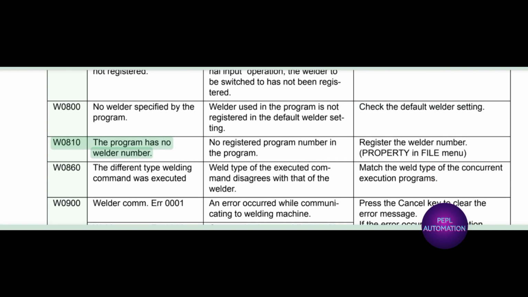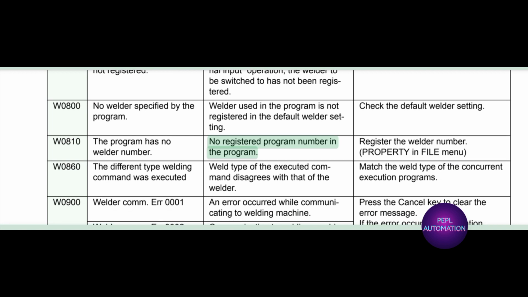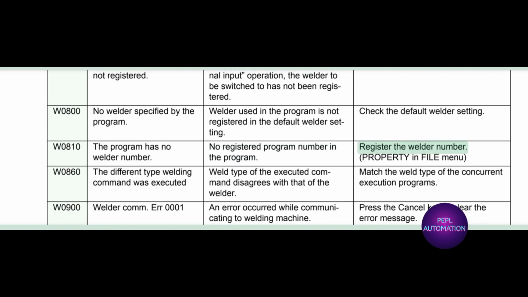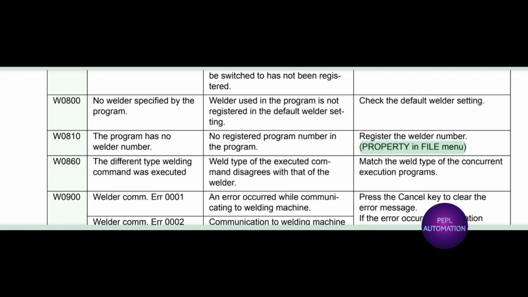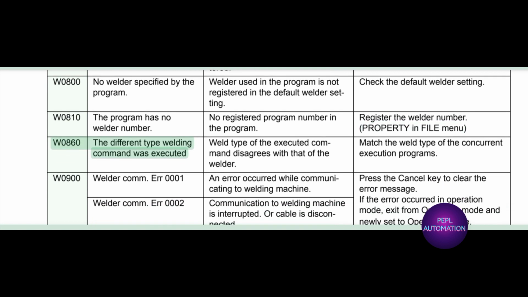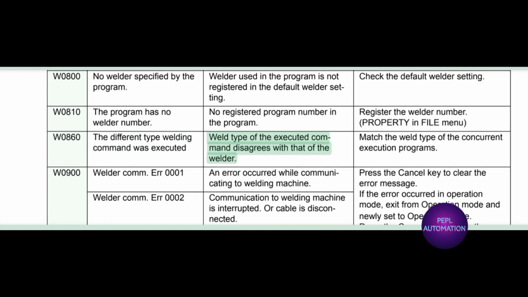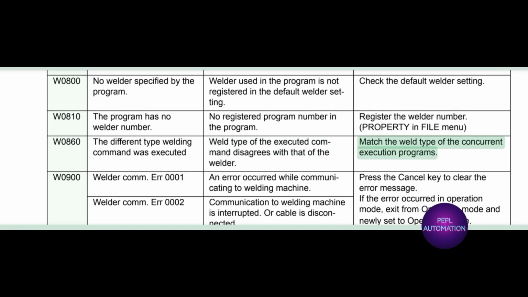W0810 the program has no welder number. No registered program number in the program. Register the welder number. Property in file menu. W0860 the different type welding command was executed. Weld type of the executed command disagrees with that of the welder. Match the weld type of the concurrent execution programs.